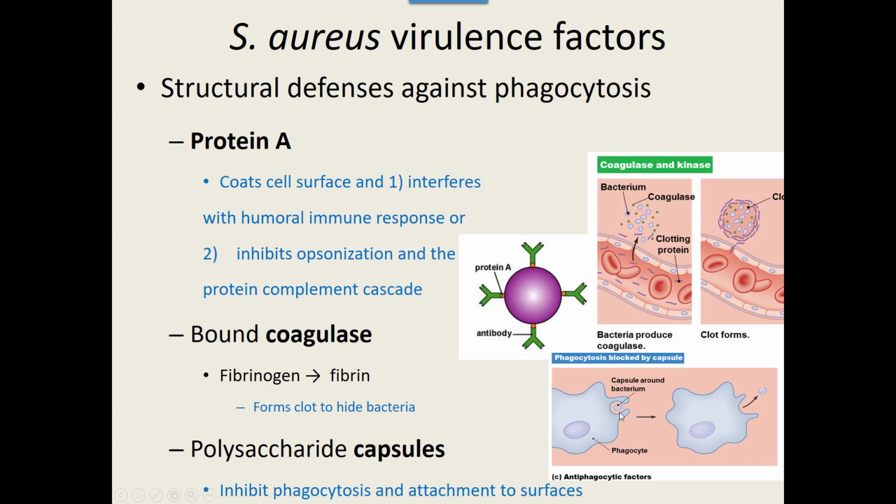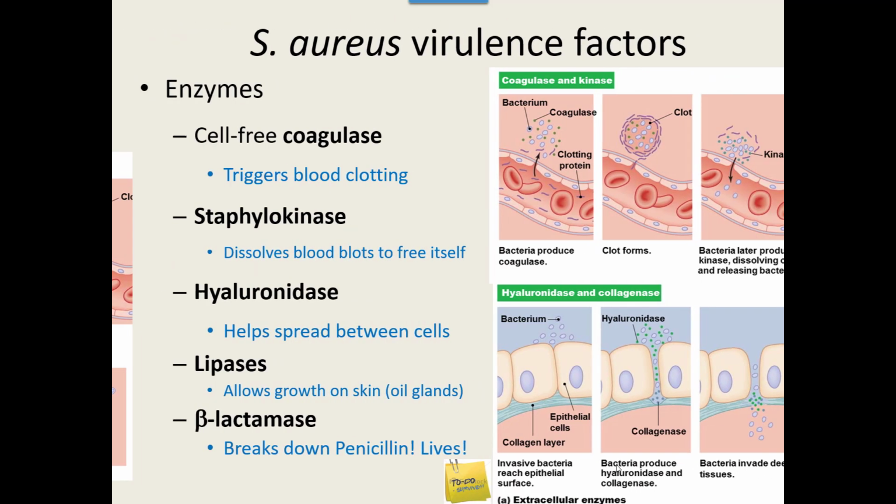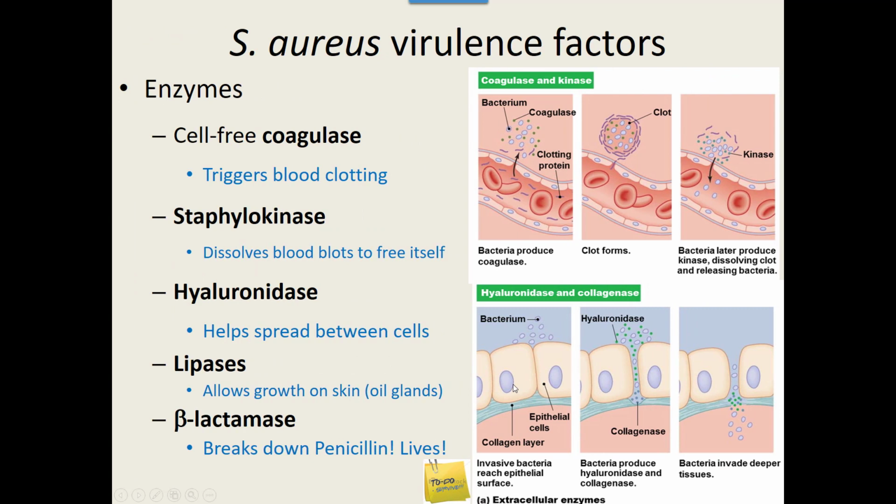And it also helps it attach to surfaces, because again, bacteria need to attach and find a home before they can start to replicate. So these are some structural things that it has. That's good for it, bad for us. Now some enzymes that it has, that again, are good for it, bad for us.